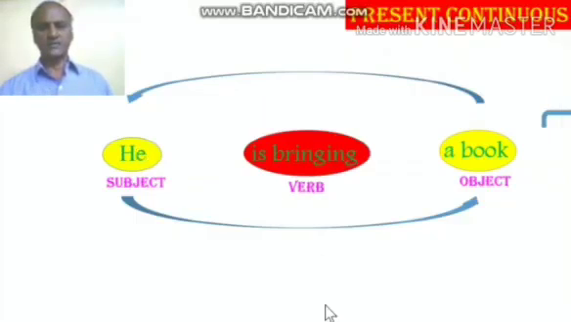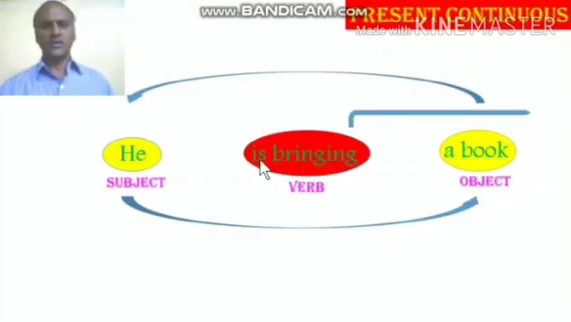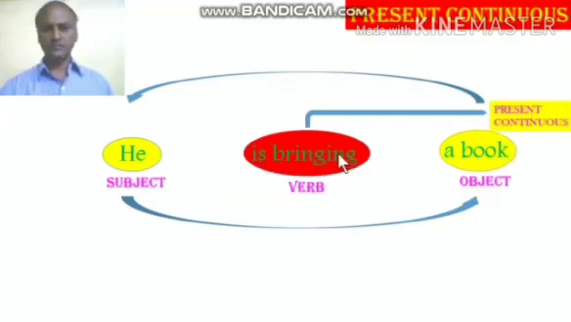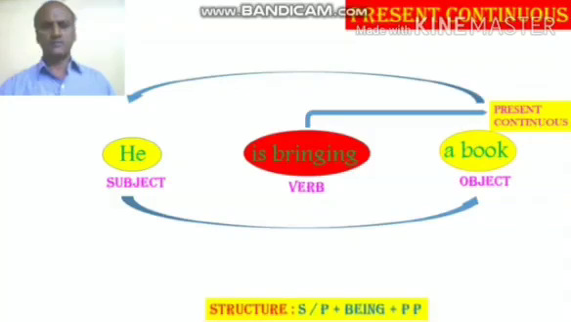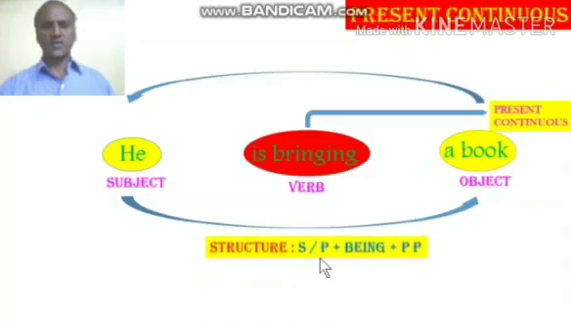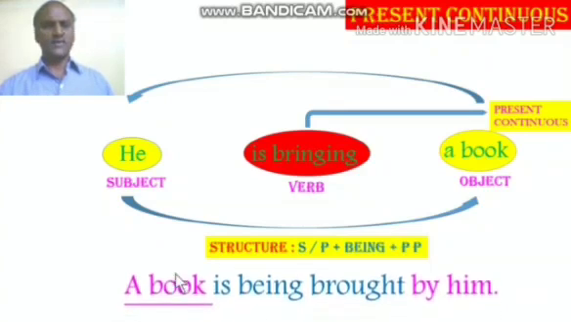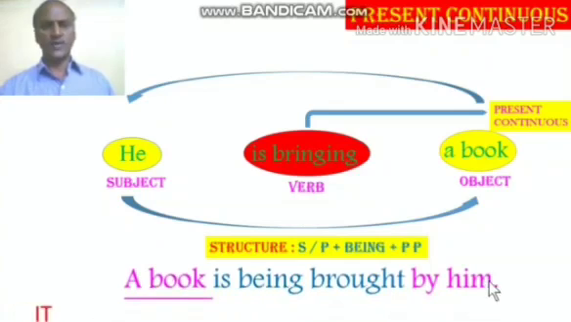The third step is you have to find out what type of verb it is. Since the verb given here is in present continuous, what is the structure to be followed? Structure is singular plural plus being plus past participle. That is the structure. The answer is a book is being brought by him.